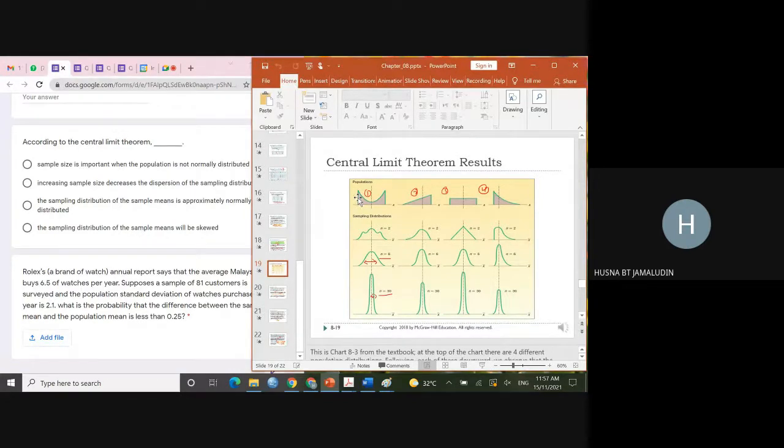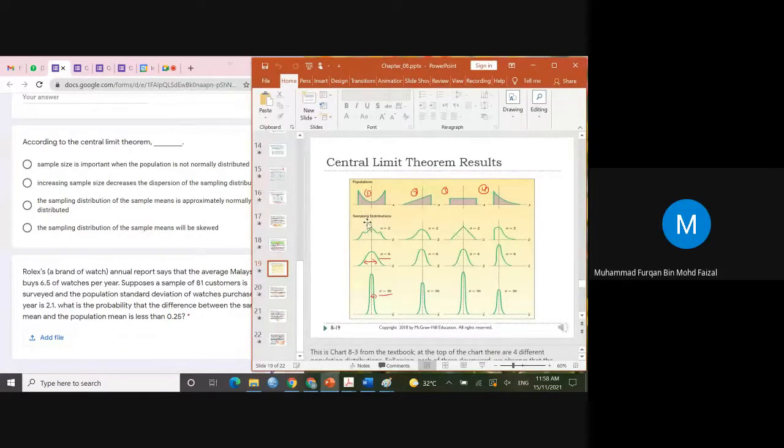That's why they said when you keep increasing the sample size, you will have a nice bell curve, like a normal bell curve, regardless of the shape of the population. So we always assume the population is normal, even though sometimes the population is not normal. Okay? Oh, okay. Thank you, madam.